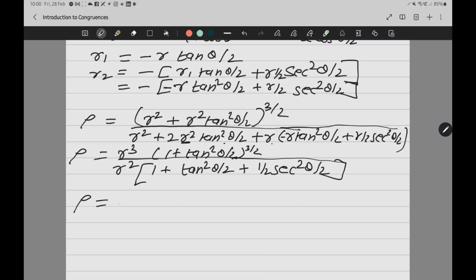Then rho is equal to R 1 plus tan square theta is what? Secant square theta by 2 power 3 by 2. Okay. 1 plus tan square is secant square common.